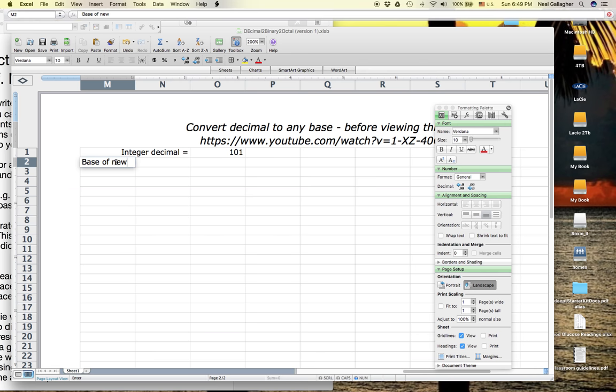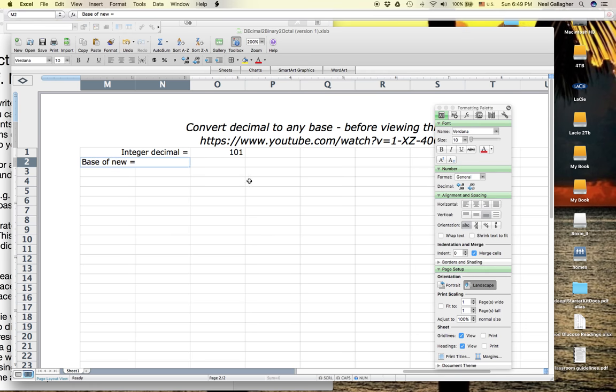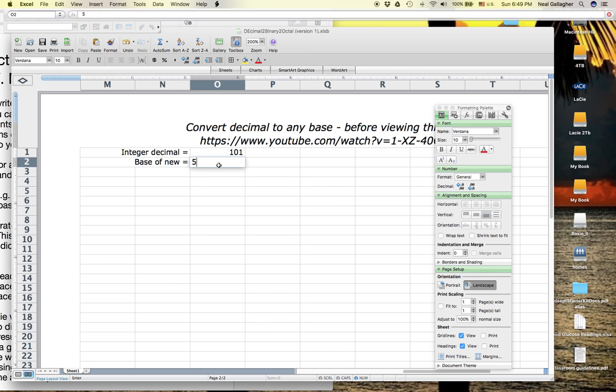Now what I wanted to put here is base of new, whatever base I want to convert it to, base of new equal to. Again, let me merge these two cells like this. I select them, Format, Cells, Merge Cells, OK, and then I'll move that over to the right. Let's say I want to go to base 5. So this is my new base, and I'll hit return. What I want to do then is convert the number 101 in decimal to base 5.